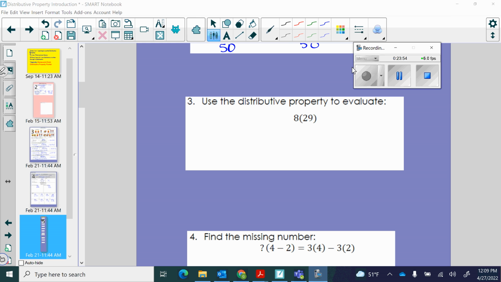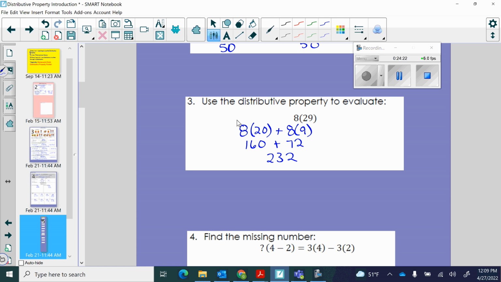All right, Mateo, can you tell me how you did it? That is actually perfect. 160 plus 72, which equals 232. That's what we mean by breaking up the number. 20 plus 9 equals 29, yes?